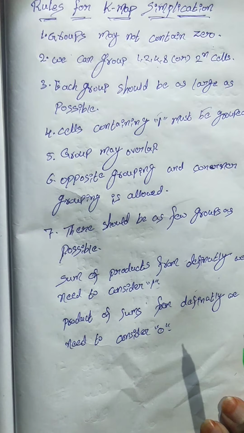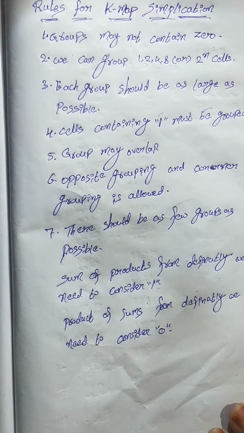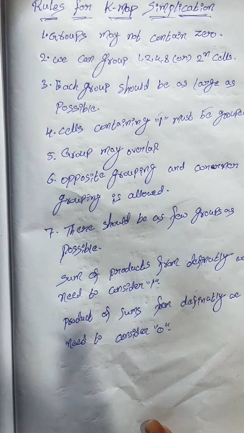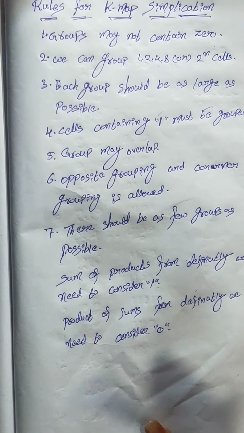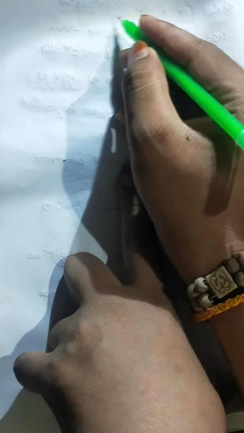Here we are minimizing the expression, which means we just group the combinations. That means by using these cells we combine the combinations: single variable, double variable, quad, octal, 2 power n cells. Here is the example.